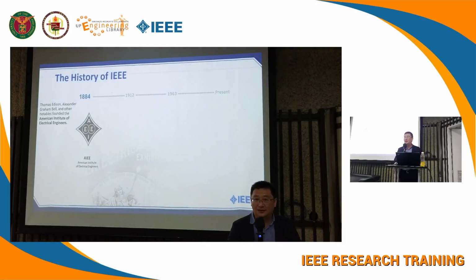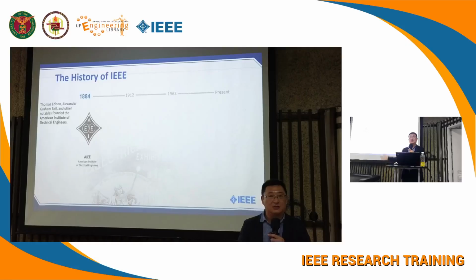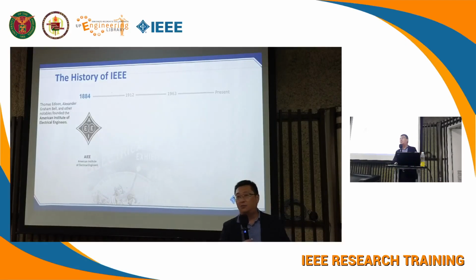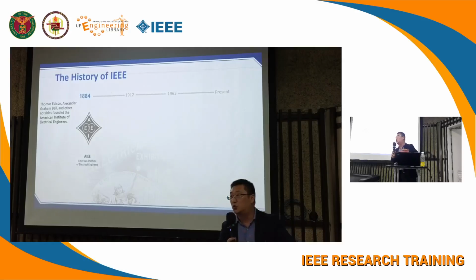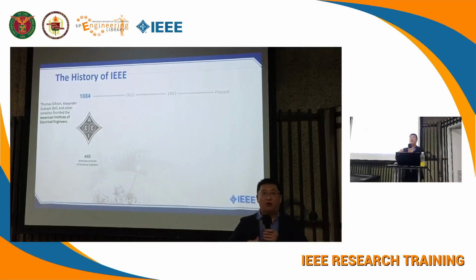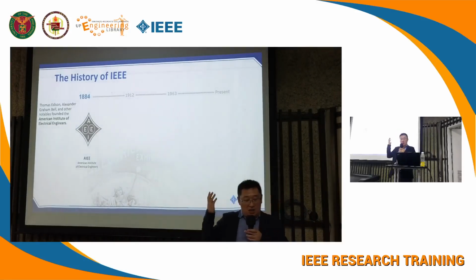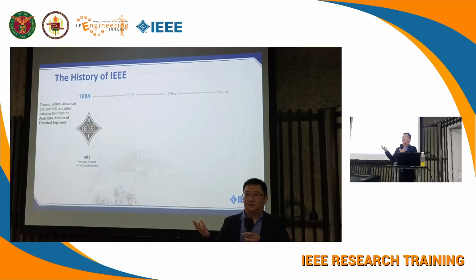IEEE is an organization, 140 years old, started in 1884, exactly 140 years earlier. Thomas Edison, Alexander Graham Bell, they formed an organization or institute called the American Institute of Electrical Engineers. This is not a company. This is not a school. This is more like a professional society. It's like the engineers with the common interest in the latest development in technologies.